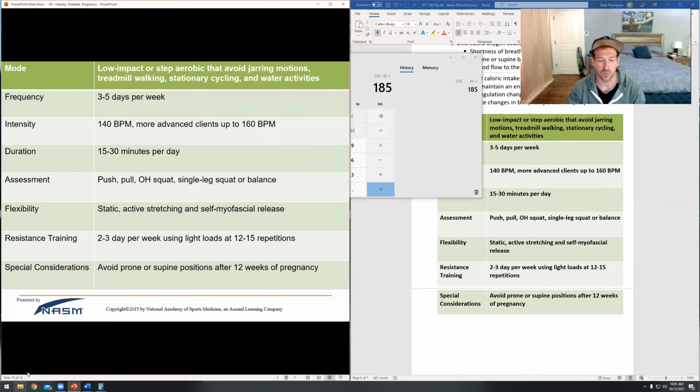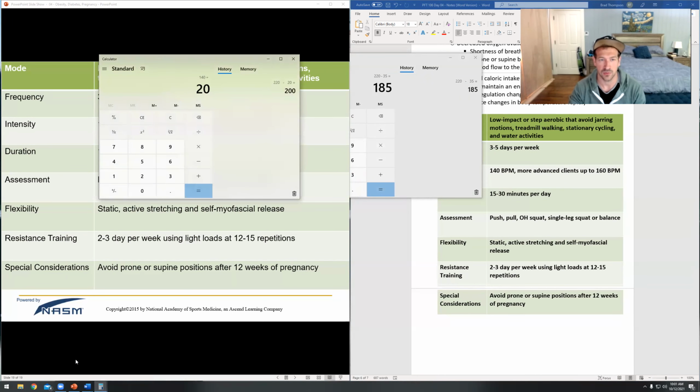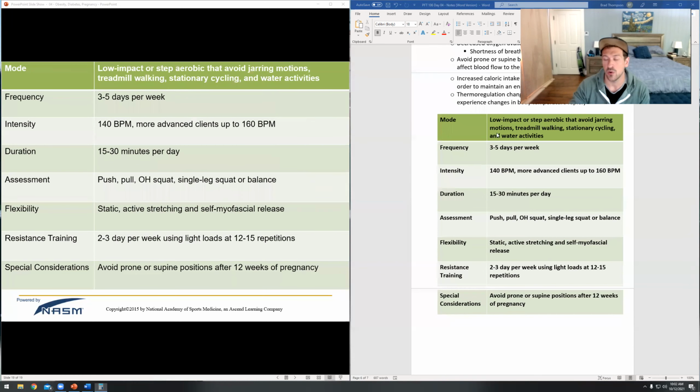If we consider 140 divided by 200, that's about 70% of their heart rate max, or 140 divided by 160, that's about 85% of their 1 rep max. So basically we're anywhere from zone 1 through zone 2. If we think about the talk test, again, we're avoiding zone 3. We're avoiding massive high intensity sprints there, so 60 to 85 or 70 to 85%.